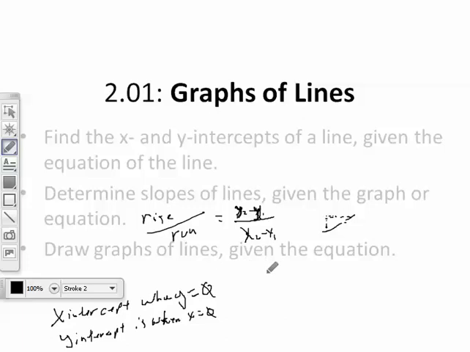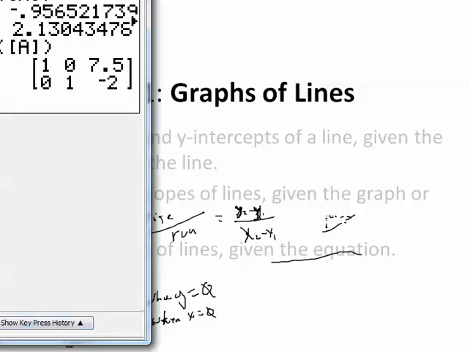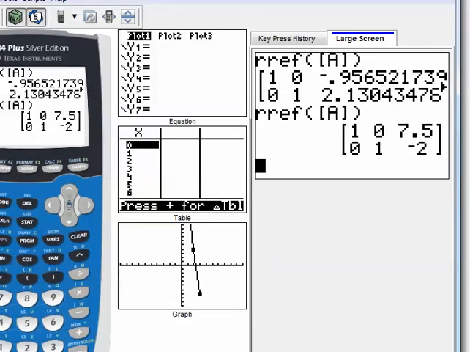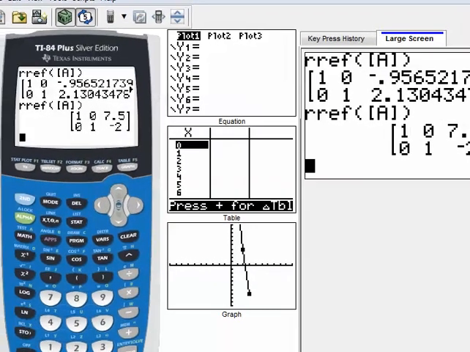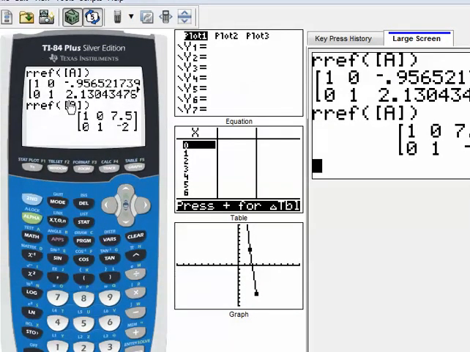So, drawing graphs of lines given the equation, the easiest way to do this is use the calculator. What? Using the calculator? You're actually recommending I use the calculator to do this? It's the easiest way to do this, okay? Here is a TI-84 calculator. You probably have one of these. If you don't, you've got to find out where we can get you one of them, okay?